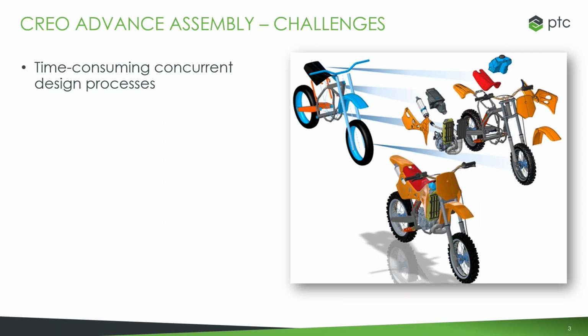Now the concurrent design process is very time consuming. So if you have a bunch of different people or even different teams working on an assembly at the same time, all of these pieces have to come together at the end to work together and fit into this larger overarching theme that you're going for your model. And this is a very, very difficult process to manage when people are working at the same time.